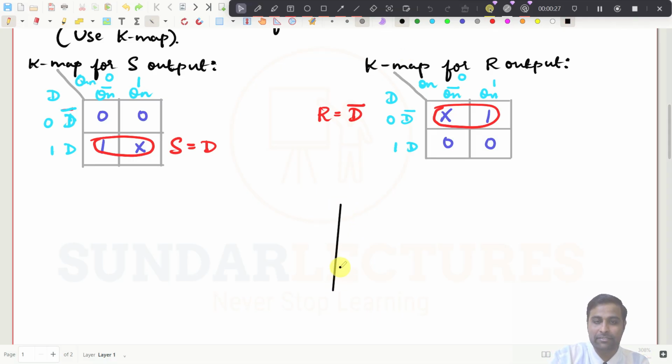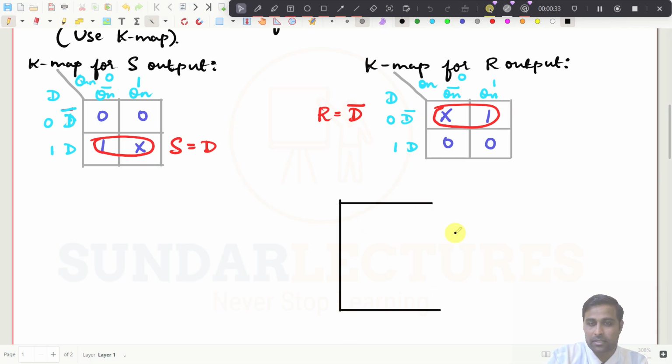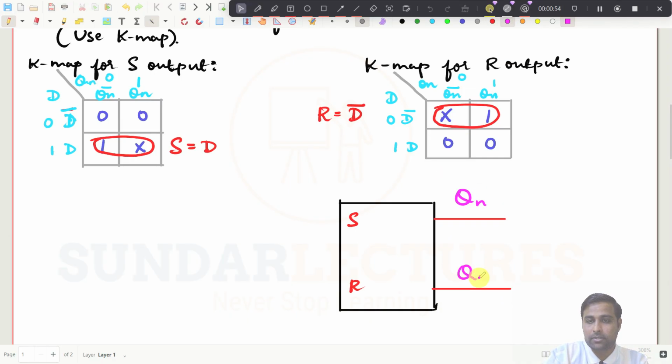See here, I have an SR flip flop with me now. This is the SR flip flop I have with me now. So I will just write this as S, this as R, and this is Q, and this is QN bar. This is QN, and this is QN bar. And what I am having here, this is my D, right?